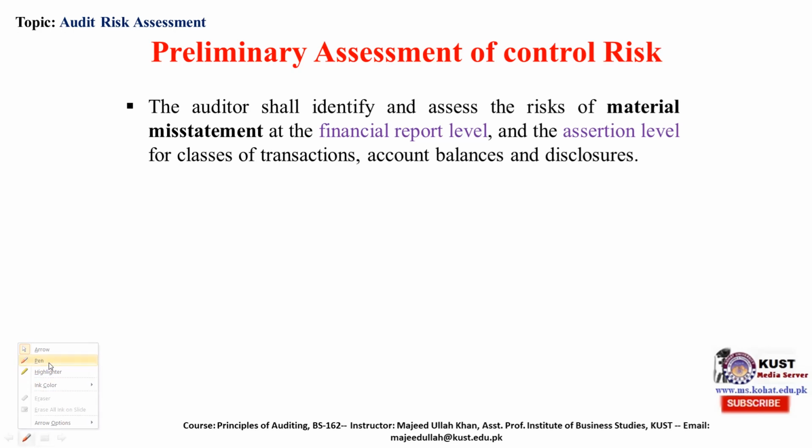The auditor will identify the risk at two levels: at the financial statement or financial report level, or at the assertion level, meaning transaction level, account balances level, and disclosure level. There may be a risk that specific transactions have been incurred but carry a risk of misstatement. There may be a specific account balance that may have misstatement, or any disclosure given by the company may have a risk of being materially misstated, and their aggregate total misstatement is reflected in the financial report.